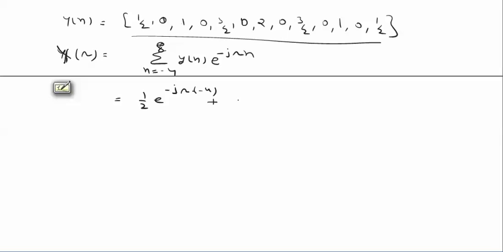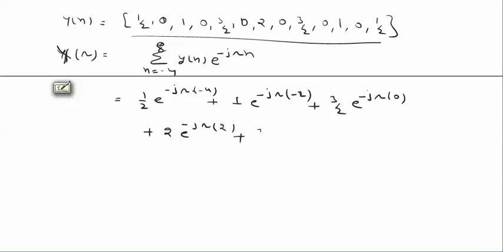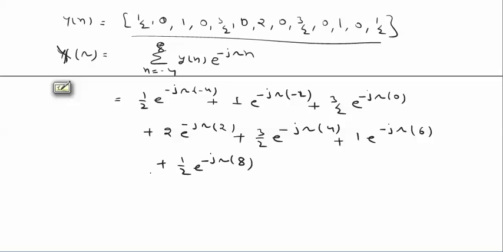plus 1 e power minus j omega minus 2 plus 3 by 2 e power minus j omega into 0 plus 2 e power minus j omega 2 plus 3 by 2 e power minus j omega 4 plus 1 e power minus j omega 6, and last 1 by 2 e power minus j omega 8. We can arrange in cos pattern and the final answer will be arranged in cos omega terms.